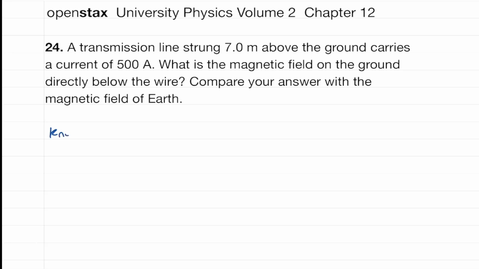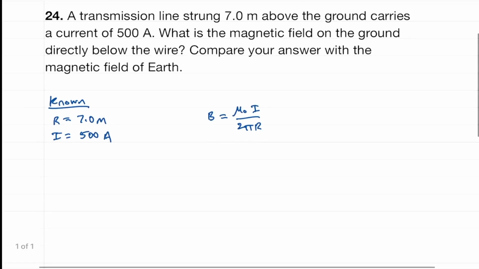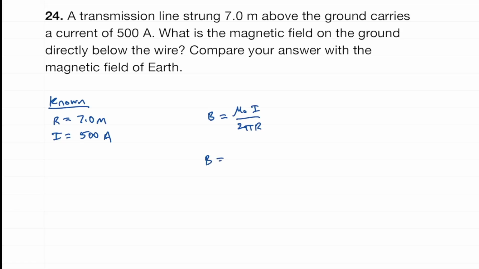So in the problem, we know we have a distance, let's call it R, of 7.0 meters. And we have a current of 500 amps, and we can treat this like a long straight wire. All right, and so the magnetic field of a long straight wire is mu 0 times I divided by 2 pi r. Okay, we have everything, so let's calculate it.